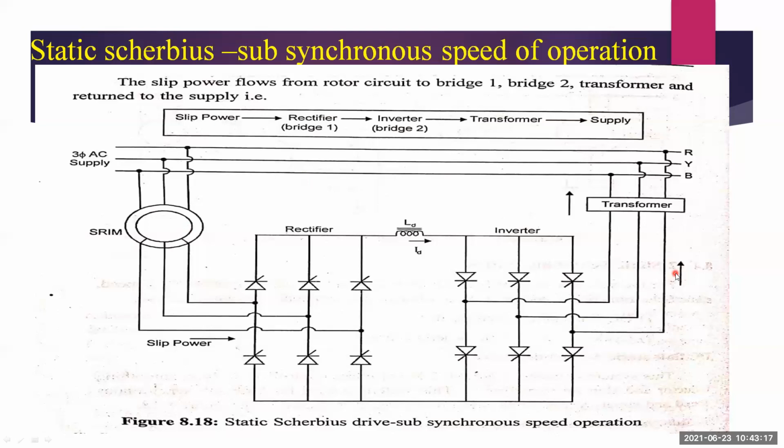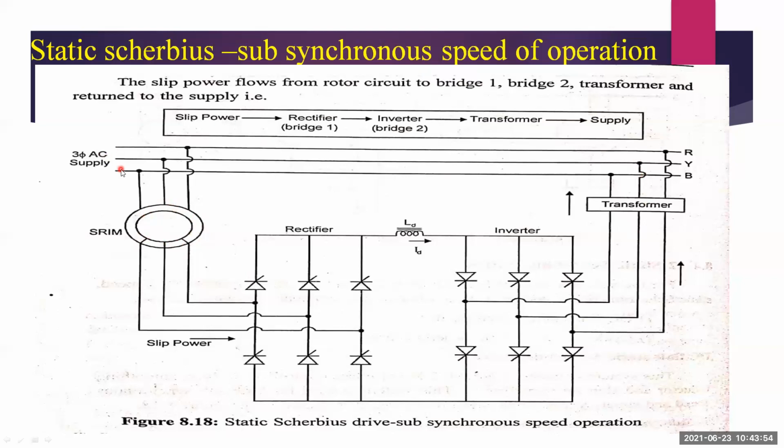There are two directions of power flow. In subsynchronous speed operation of a slip ring induction motor, the power flows from the rotor to the supply. The slip power is removed from the rotor circuit, collected from the rotor circuit, and pumped back to the supply.